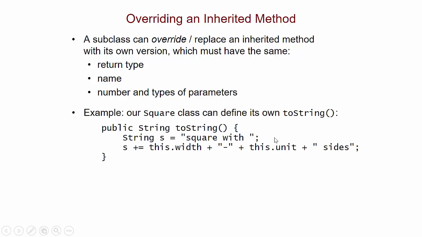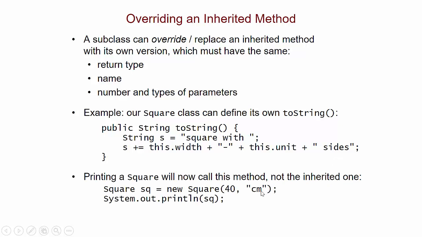And so if we put our own toString method, notice the header is the same as the inherited one. And what this one is doing is saying start with the word square width, then put the width, then put a dash, then the unit, and then the word sides. And so now when we create our square object and we print it, we're going to see something different, because this version of toString has replaced the inherited version.